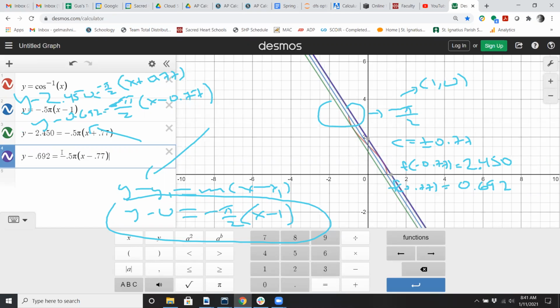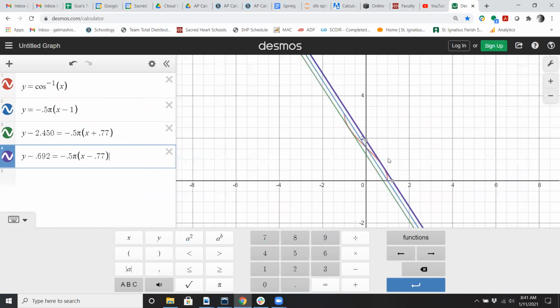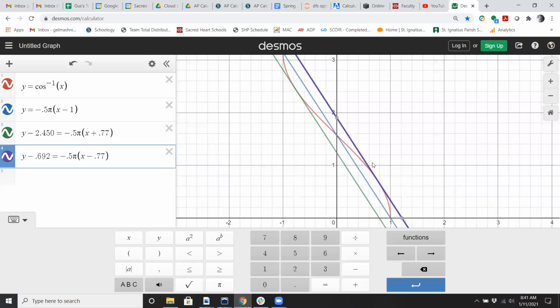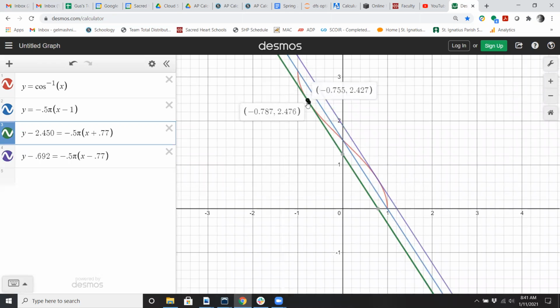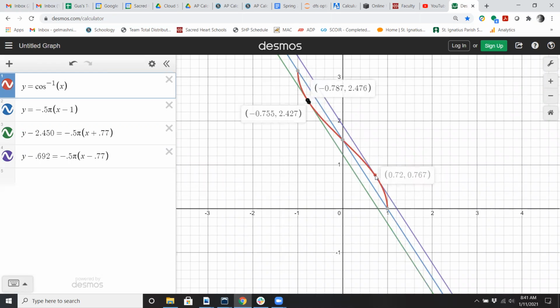And that's in purple. Let me clear my screen and zoom in just a little bit. So you can see the secant line going through the endpoints. You see the first tangent line right there, and you see another tangent line right here. So that's the mean value theorem in action.